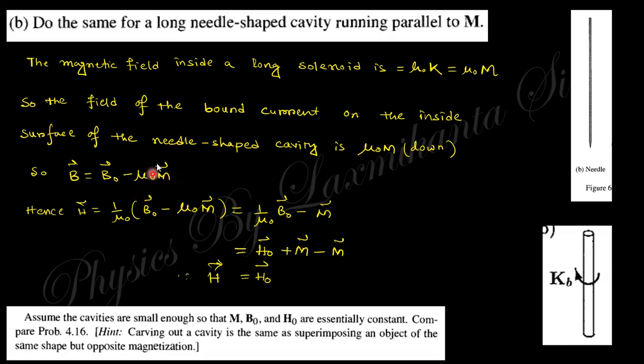So mu naught M, H equals mu naught M. The magnetic field due to this cavity will be mu naught M, so that will be eliminated, that is the negative.